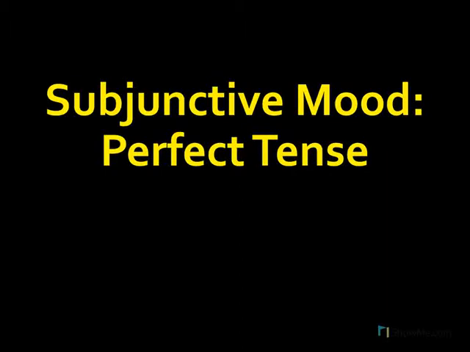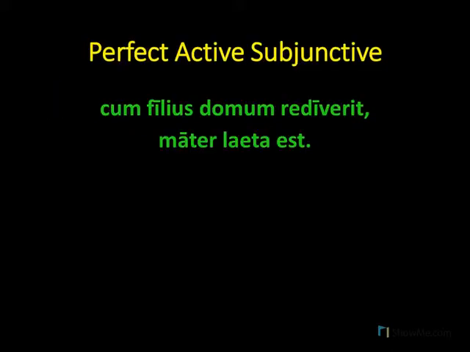In this video, we will discuss how to form the perfect tense in the subjunctive mood. Let's start with a quick example. Cum filius domum rediveret, mater laeta est.